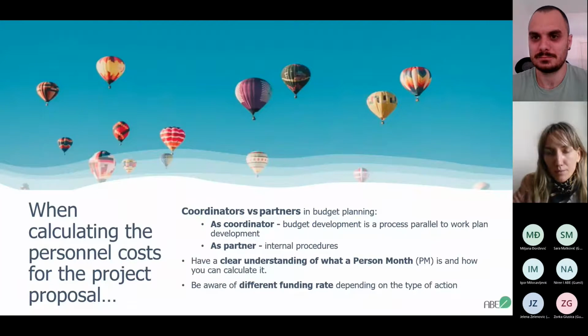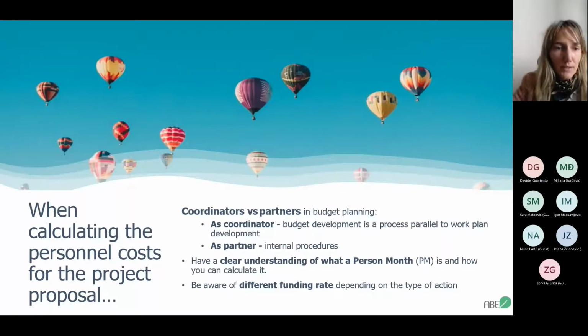So keep in mind a few things, for example, when calculating the personnel costs. The first thing is actually the perspective. It can be different, of course, if you're a coordinator or if you are just a partner that participates within the proposal. So as a coordinator, of course, the budget development is a process that is parallel to work plan development, but we also mentioned that it's suggested to track your work plan development. But if you are a partner, you already have your internal procedure.